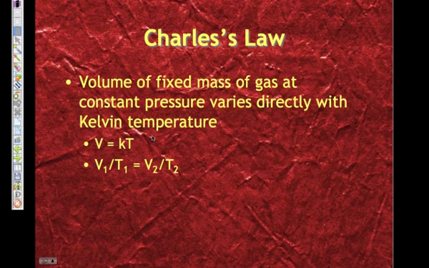It varies directly. So we have this equation, V is equal to K, the gas constant, times T. V over T is equal to K. So if we have varying situations, changing volume and temperature, we can set them equal to each other since K doesn't change. So V1 over T1 is equal to V2 over T2.